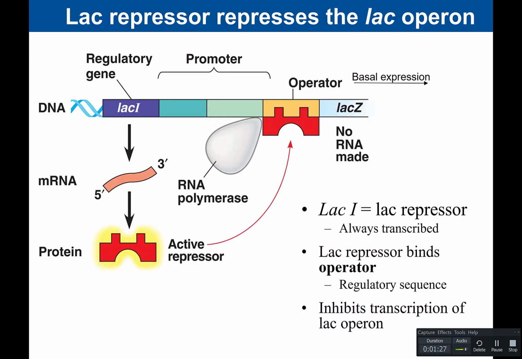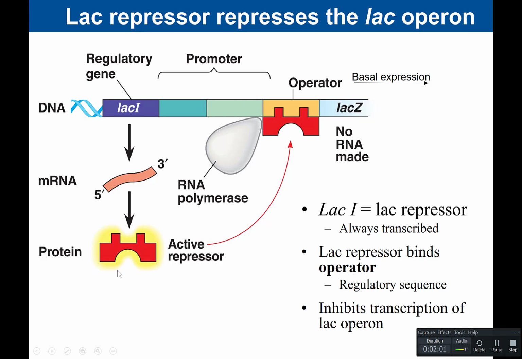So let's look at how this regulation works. What we have is our LAC-I, and our LAC-I is a regulatory gene. The LAC-I is what's called the lac repressor. So this gene is going to be transcribed and make an mRNA. The mRNA is going to produce a protein, and the LAC-I gene is constitutive. It's always transcribed, it's always turned on. So in the cell, you always have this active repressor.